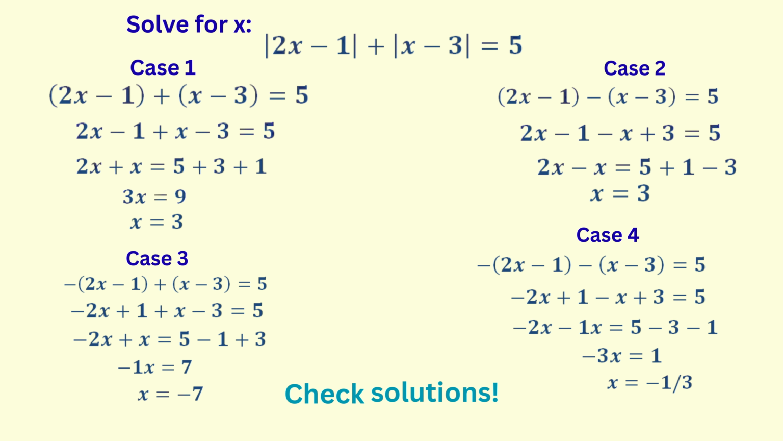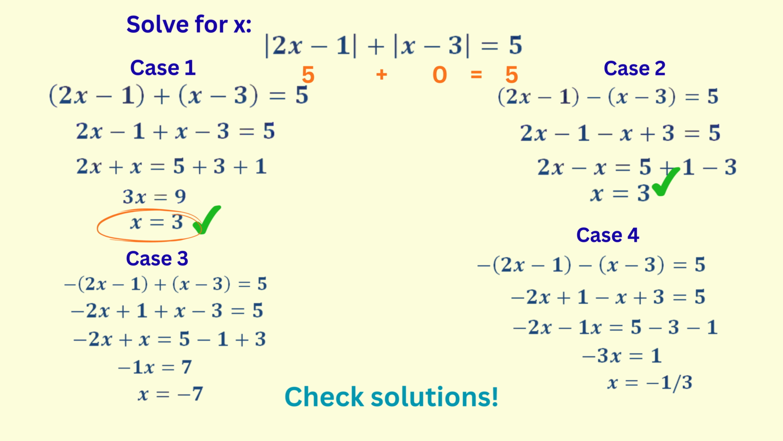Now remember to check each solution to see which ones fit the original equation. Now let's check x equals 3. We get 5 plus 0, which is 5. So x equals 3 is a valid solution. Now let's check x equals -7. We get 15 plus 10, which is 25. So x equals -7 is not a solution.